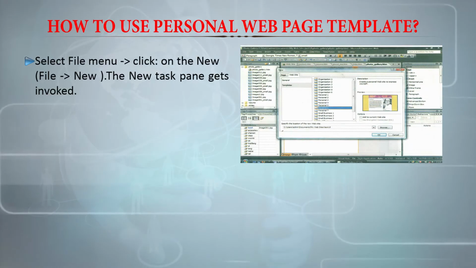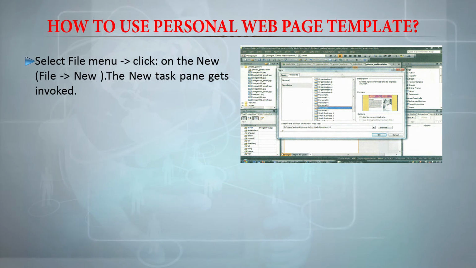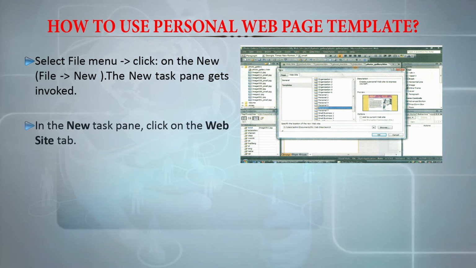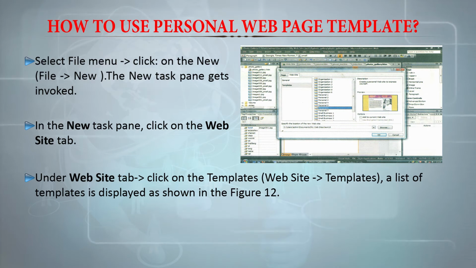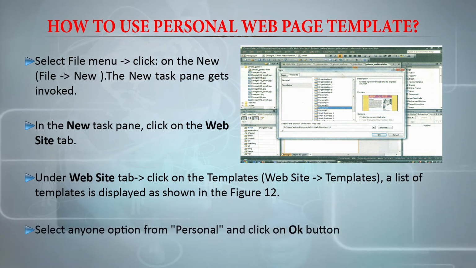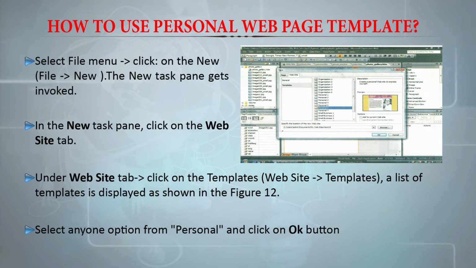For that, you select the File menu and then select the New option. The New task pane gets invoked. In the New task pane, click on the Website tab. Under the Website tab, click on Templates, and then a list of templates will be displayed, as are already available and visible on the figure. Now select any one option from Personal and click on the OK button.